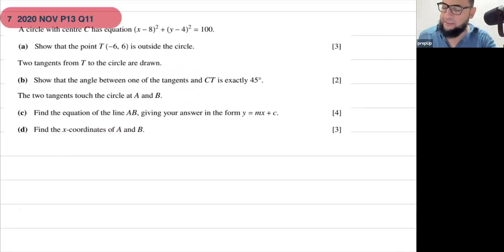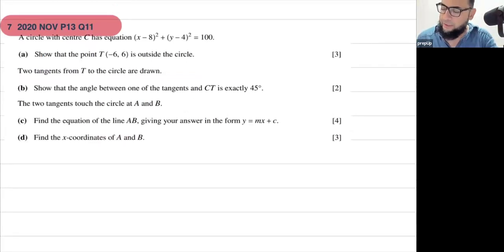So now let's look at this question. The question says a circle with center C has this equation. Show that the point is outside of the circle. Let's get started with the first part.